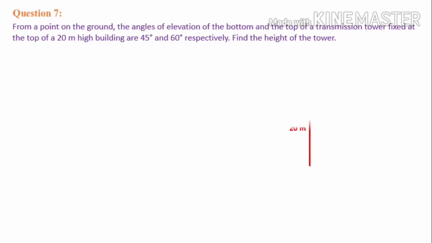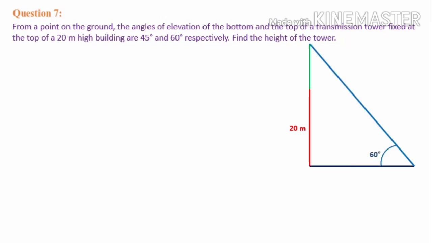So let's visualize it. There is a building, height is 20 meter, and on top of the building there is a tower, and a person is standing at a particular distance from the foot of the building, and he is looking at the top of the tower at an angle of 60 degree, and at the same point he is looking at the bottom of the tower at an angle of 45 degree, because if he wants to look at the top of the tower, he needs to raise his head more. That's why when he is looking at the top, the angle is more.